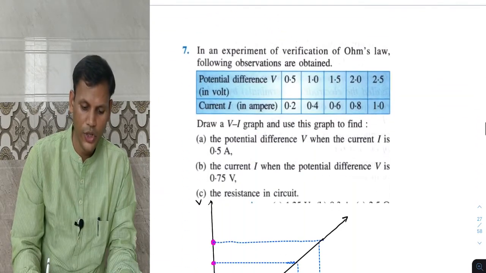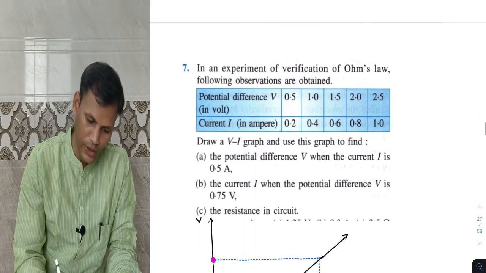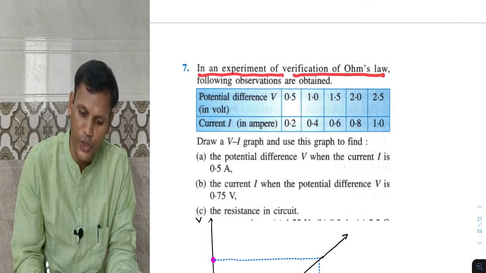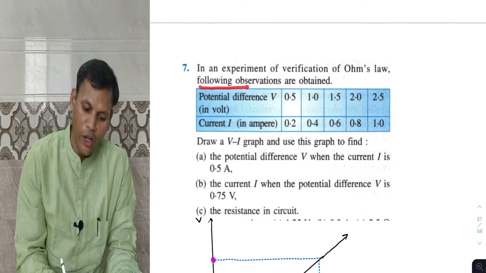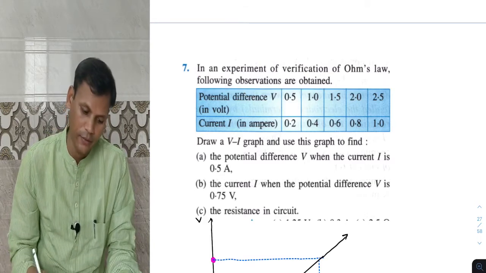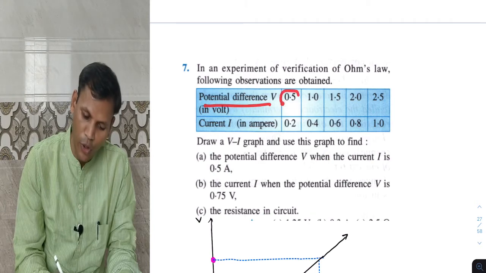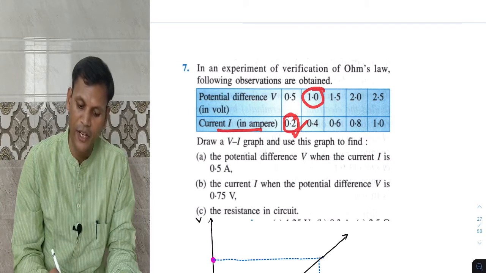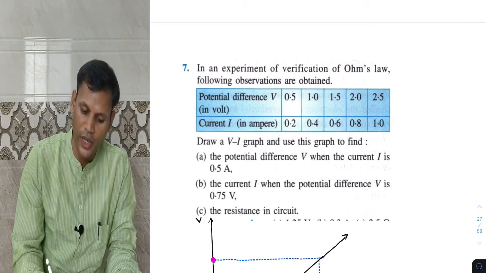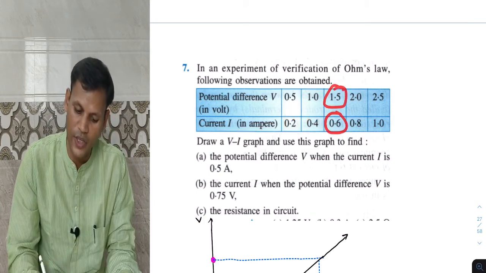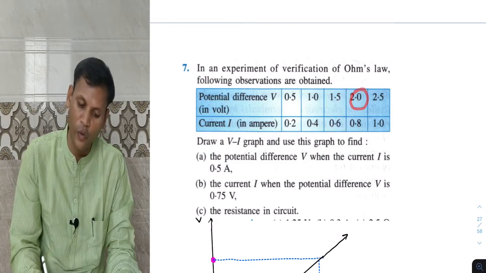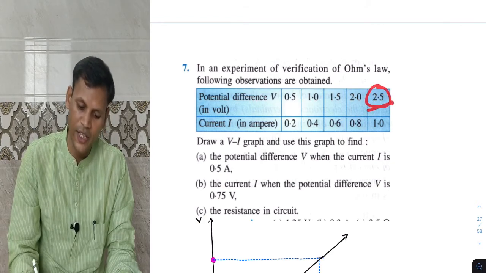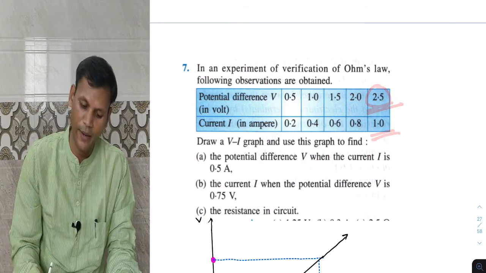Next question, question number 7. In an experiment of verification of Ohm's law, the following observations are obtained. Potential difference 0.5, for that current I is 0.2. If potential difference is 1, then current is 0.4. If this is 1.5, then this is 0.6. If potential difference is 2 volt, then current is 0.8. And if the potential difference is 2.5, then the current is 1 ampere.